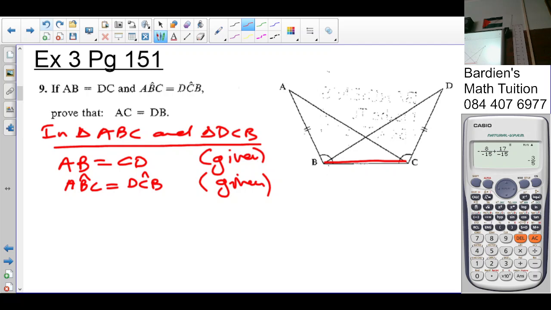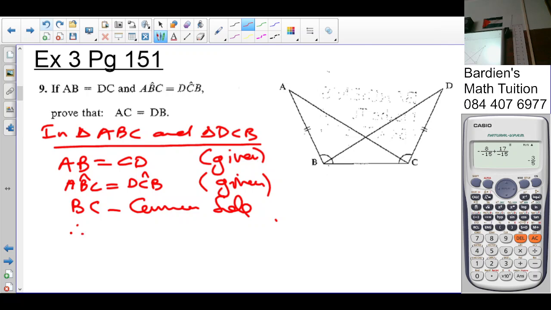Look here. If you talk to her, she's not going to look at me. Okay, you're more interesting than me. You see? So look here. What do you say about BC? BC is a common side. You see, BC is in both triangles. Okay. So you write BC, common side. So what can we conclude?